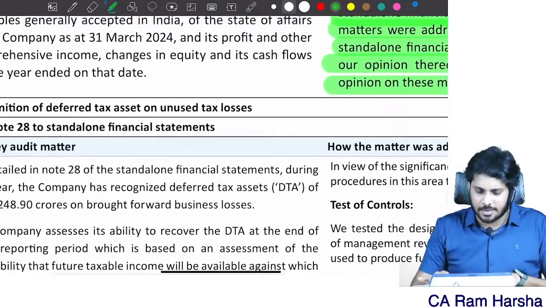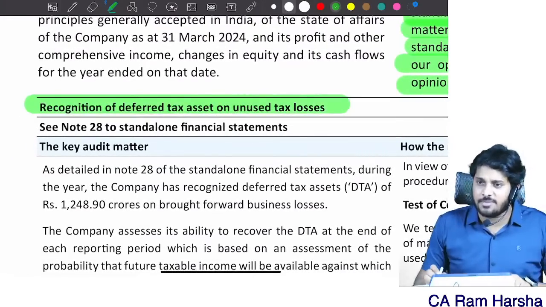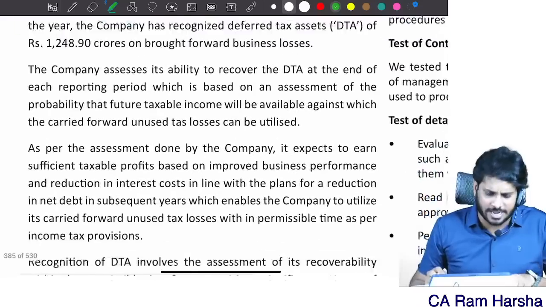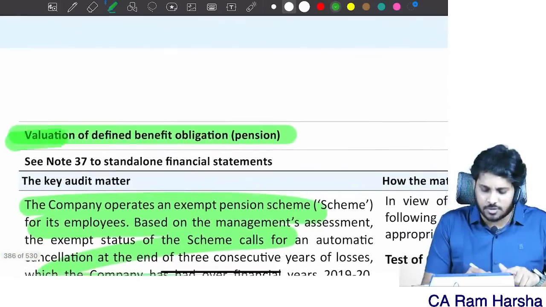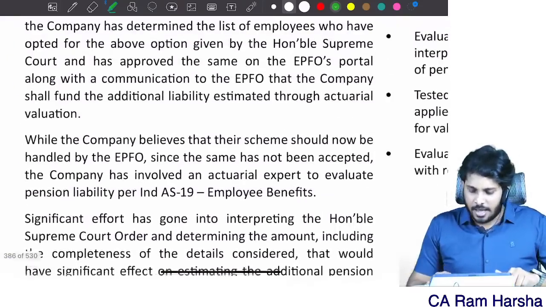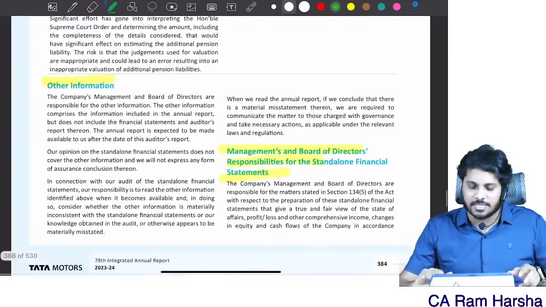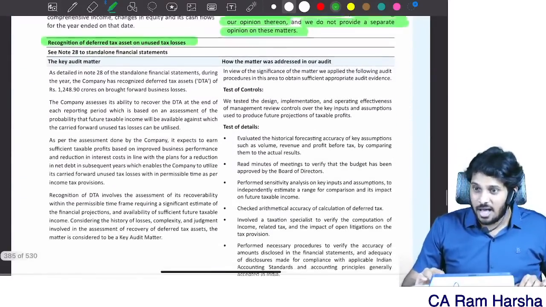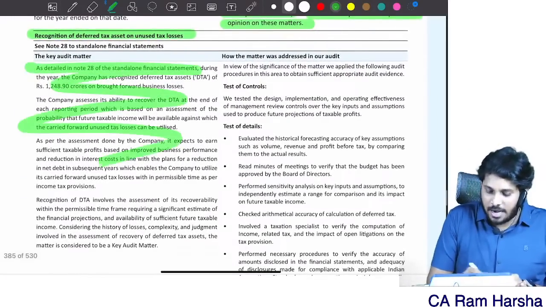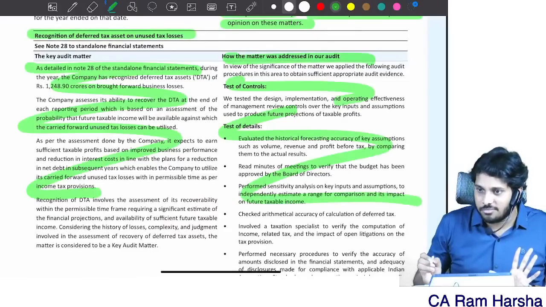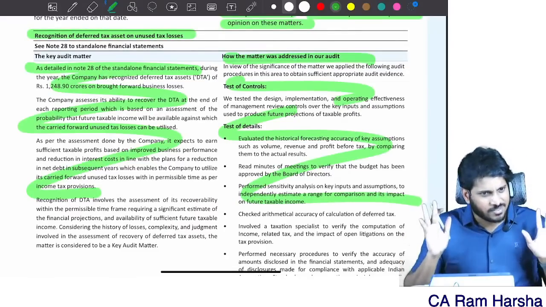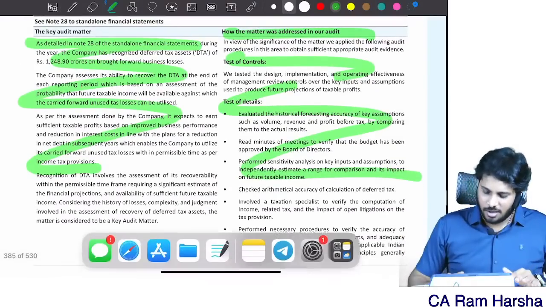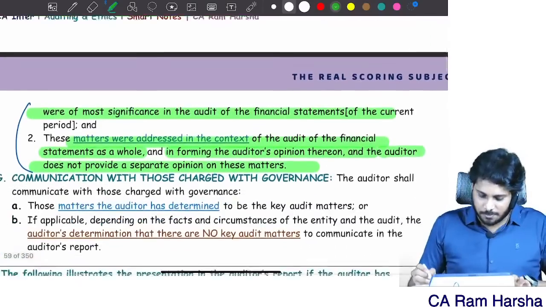You see, they have given subheadings. One key audit matter is relating to deferred tax. Another key audit matter is relating to pension, defined benefit plan. Only 2 key audit matters have been selected. That's it. Easy. What they reported: what is the matter, how they audited. That's it. They are just discussing that. So that's about key audit matters.